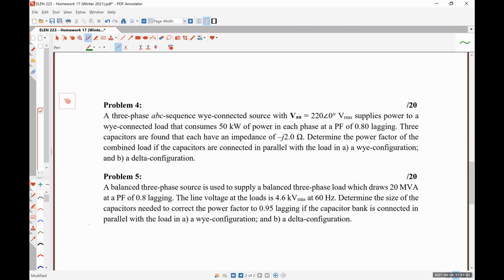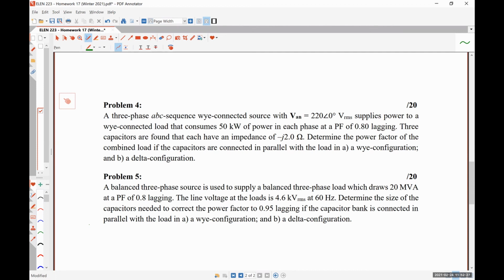So we know the voltage over a single phase, and we have enough information to find the complex power absorbed by the load over a single phase, which should give us enough information to determine the impedance per phase, which will be in parallel with that minus j2 ohm capacitor. We combine those impedances together and then recalculate the new power factor. That's fairly straightforward.